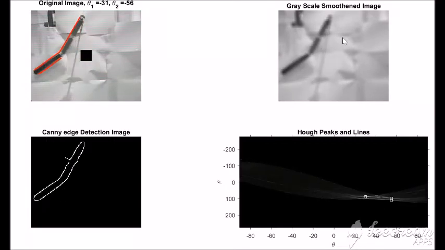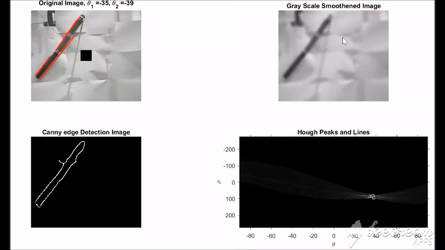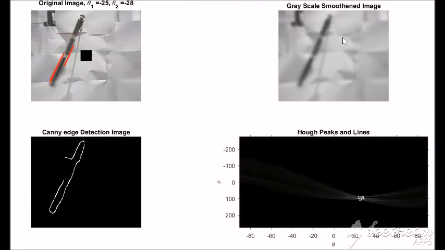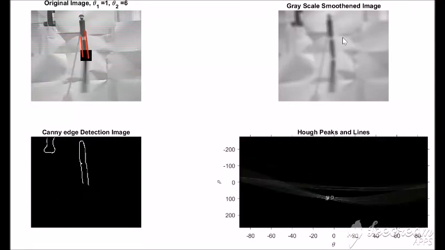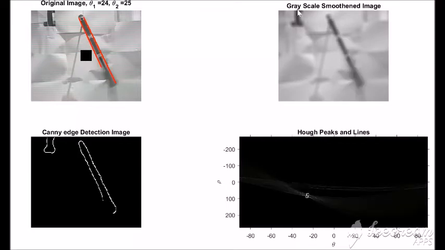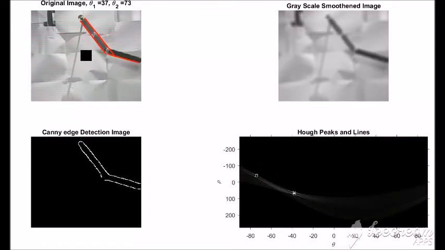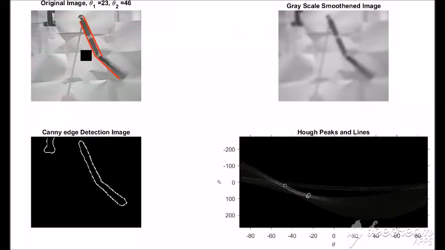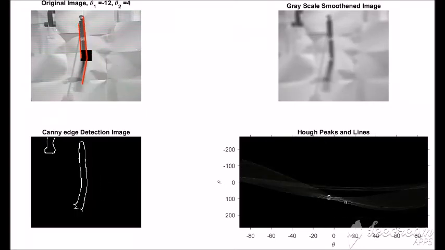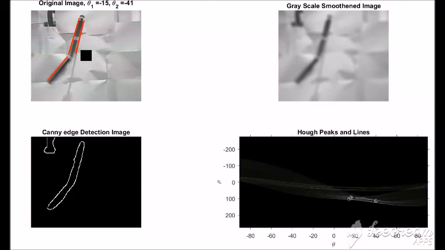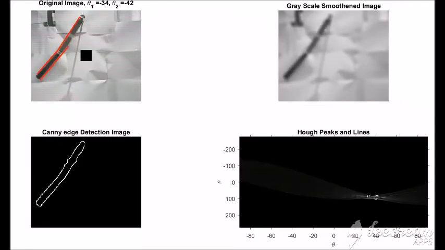In the third image I'm using Canny edge detection, which gives a single pixel thick edge, and then I'm further processing it using Hough transform, which connects lines through different pixels, and which gives us the angles of the double pendulum.